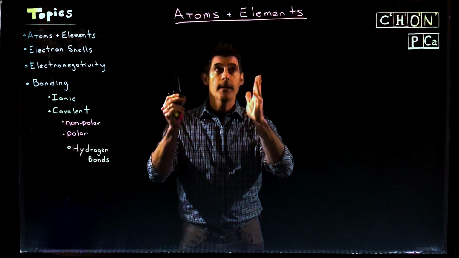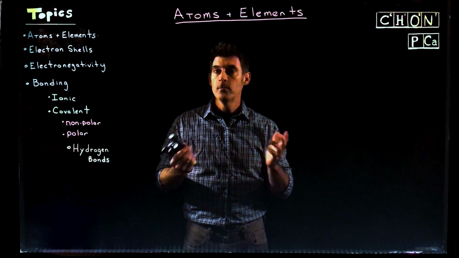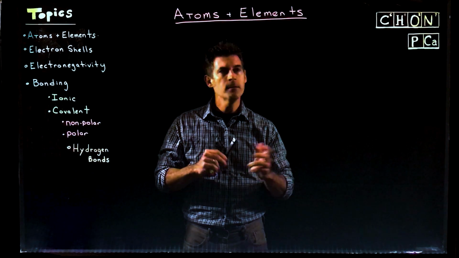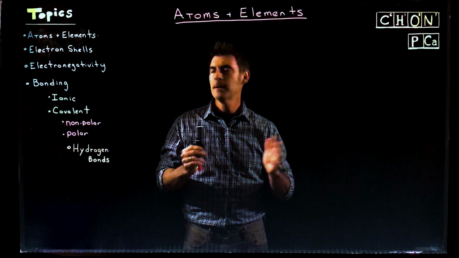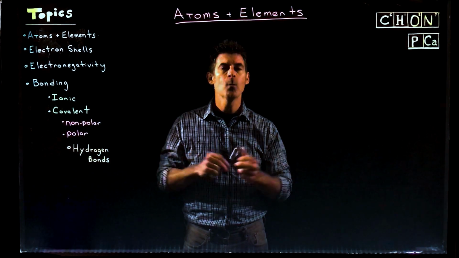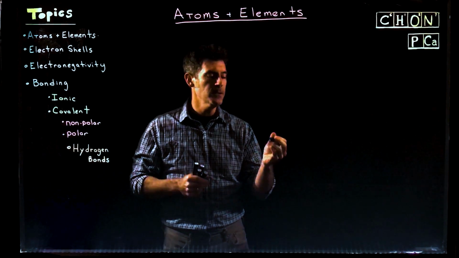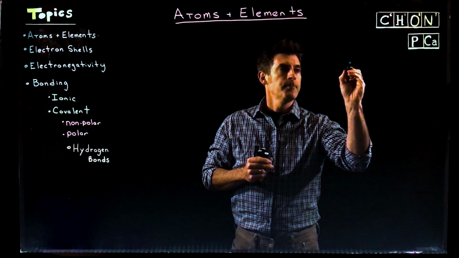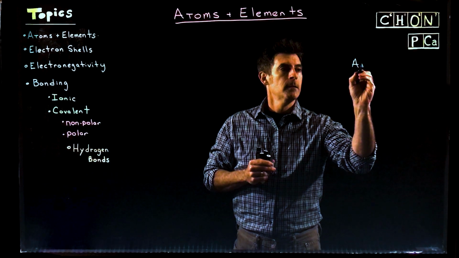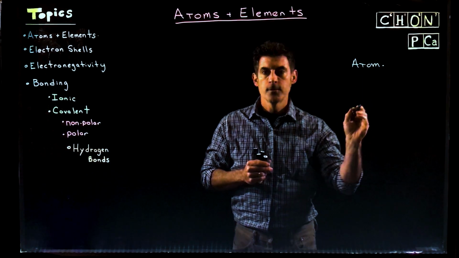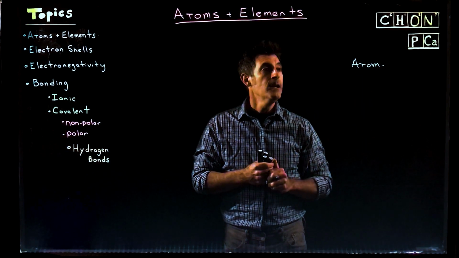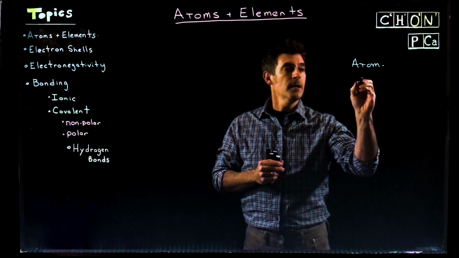So we're going to start with atoms and elements, right? You're familiar with those, and they might be the same thing, or they might be something different. So we want to find out what they are, and what the difference between them is. So, an atom. What's an atom? You read a definition: it's the smallest unit of matter.